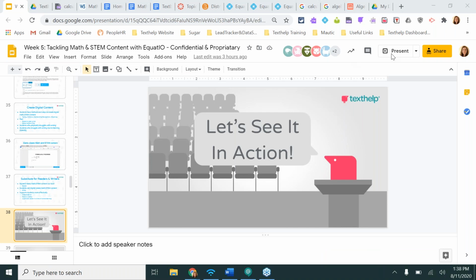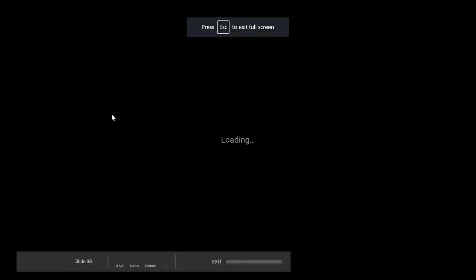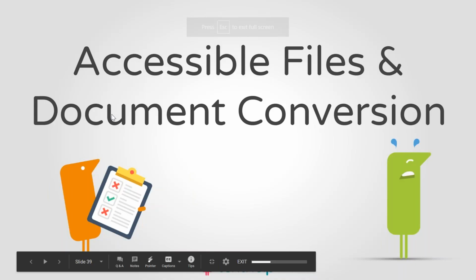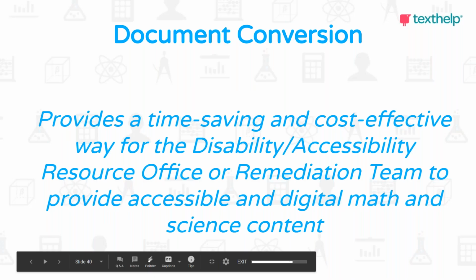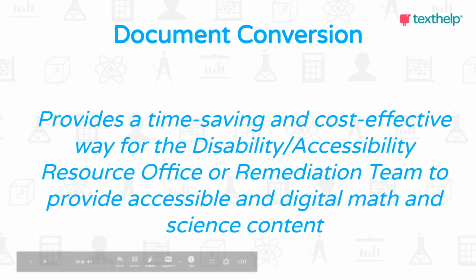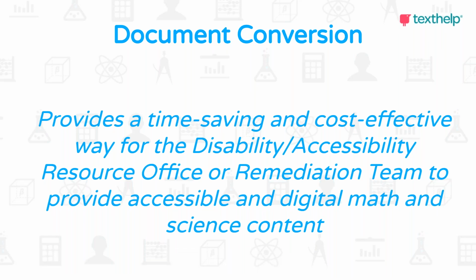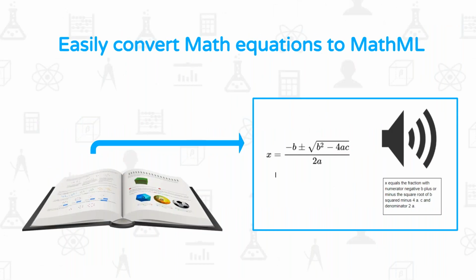All right, let's hop back into our presentation for just a minute and talk a little bit about accessible files and document conversion. As I said, document conversion is key, and we as a company kind of fell into this. We built out this tool in a lot of different ways. I was presenting with Text Help about a year and a half, almost 2 years ago now at a conference, and we were trying to show some things. What we realized with interaction from the audience was that we had built out the ability for disability resource offices, accessibility resource offices, and remediation teams to more easily and quickly create accessible content, either textbooks, assignments, math questions, etc.